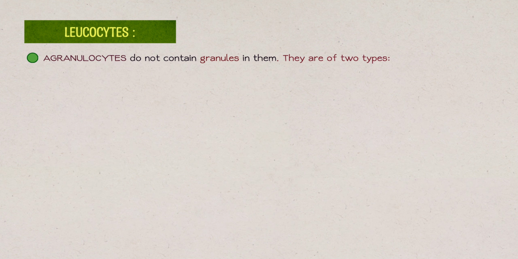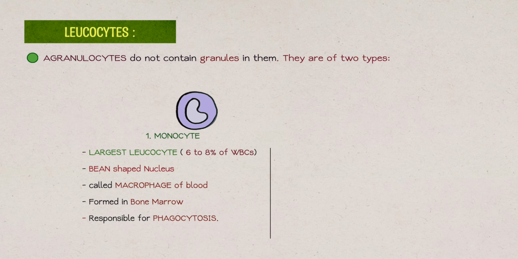Now let's look into agranulocytes and their types. Agranulocytes are a type of leukocytes that don't have granules in them. Agranulocytes can be further divided into two categories.